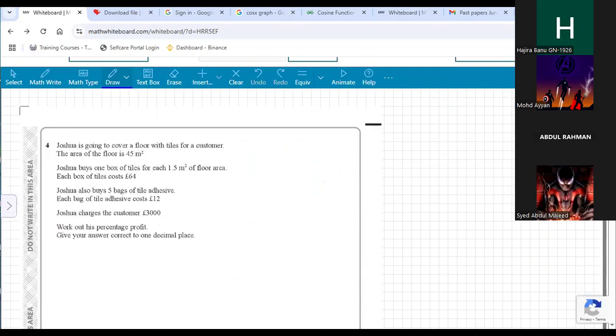Now look at this question. Joshua is going to cover a floor with tiles for a customer. Okay, there is a floor and he has to cover that floor with tiles. The total area of the floor is 45 meters square. Joshua buys one box of tiles for each 1.5 meters square of floor area. So he needs one box of tiles for covering only 1.5 meters square of area.